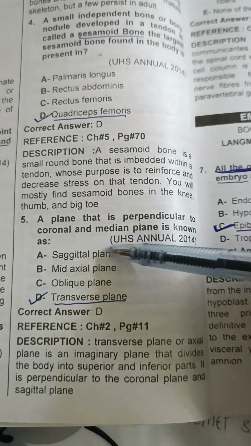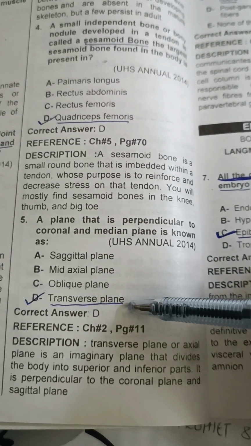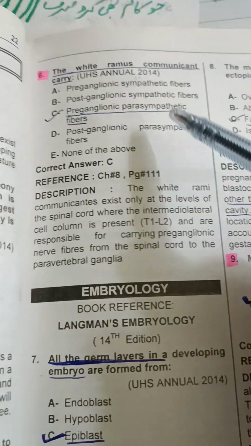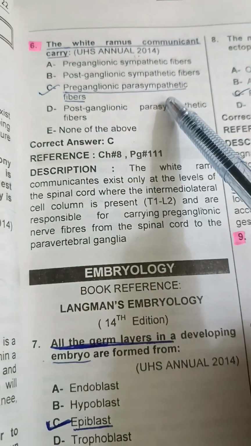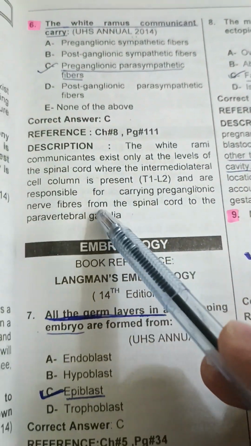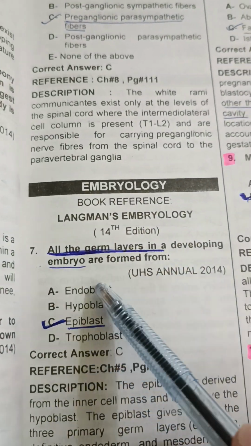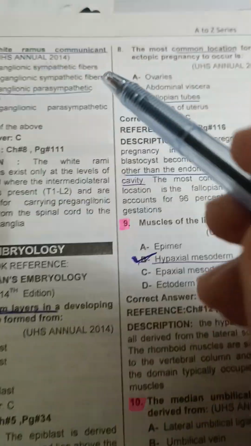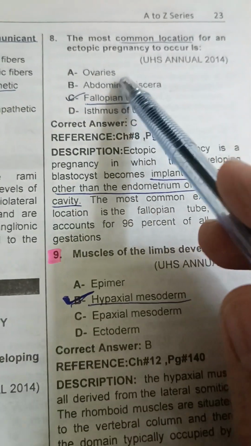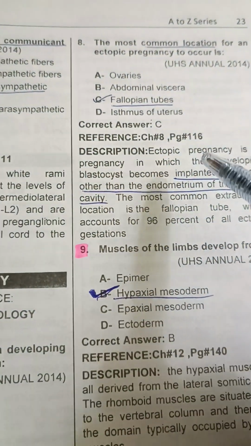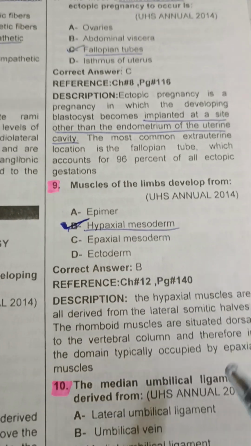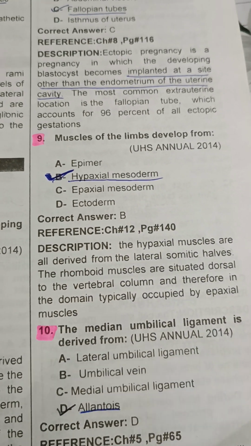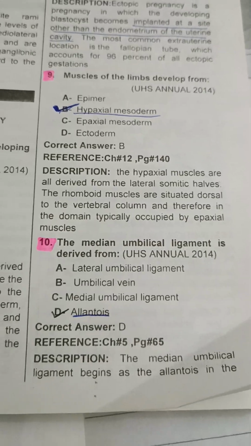A plane that is perpendicular to the coronal and median plane is known as the transverse plane. The white ramus communicans carries preganglionic parasympathetic fibers. All germ layers in a developing embryo are formed from the epiblast. The most common location for an ectopic pregnancy is in the fallopian tubes. The muscles of the limbs develop from the hypaxial mesoderm. The median umbilical ligament is derived from the allantois.